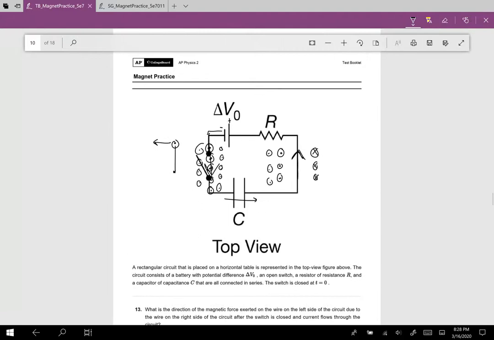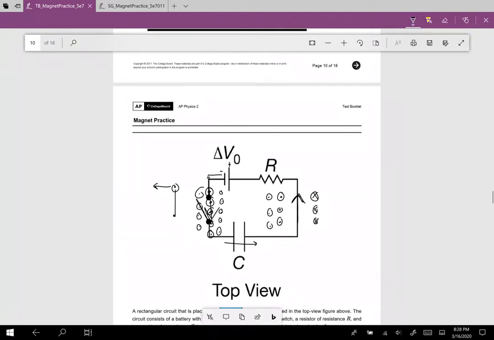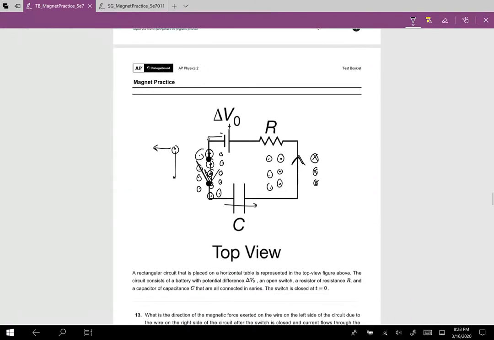So what's weird here is before we had that question with the loop of wire, and we said, okay, there's no force acting on this thing because an object can't exert a force on itself. When we say that, we mean an object can't really exert a net force on itself. So here we have the right side exerting a force on the left side, but the left side is also exerting a force on the right side. So they're going to kind of balance each other out.